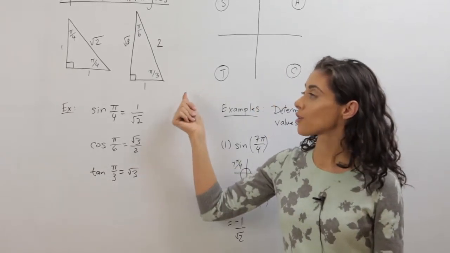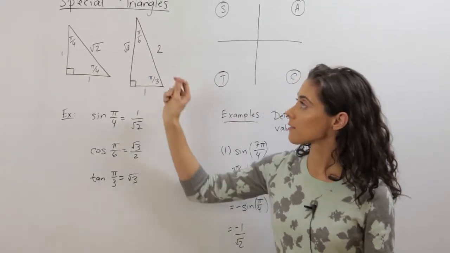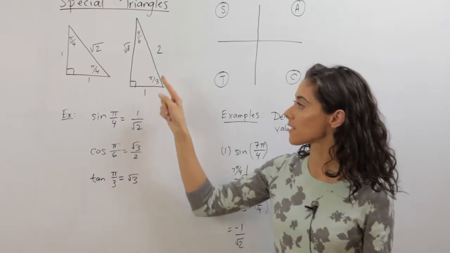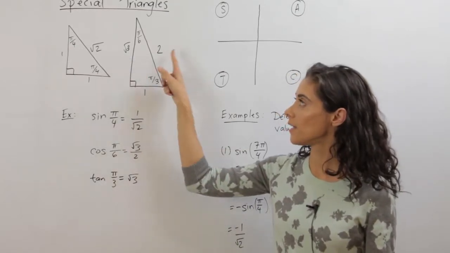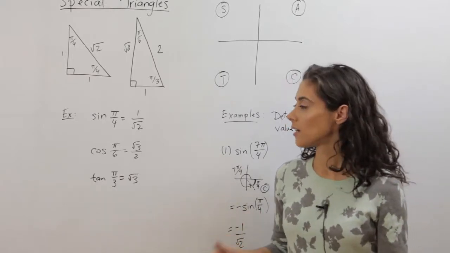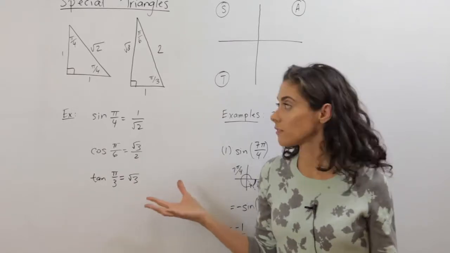And this is what we used to call the 30, 60, 90 triangle, but now we've got it in radians. Pi over 6, 30 degrees, pi over 3, 60 degrees. The side lengths are 1 and root 3 and 2. These are useful when we want to find the exact value of sine, cosine, tan of these nice angles. These are our special angles.